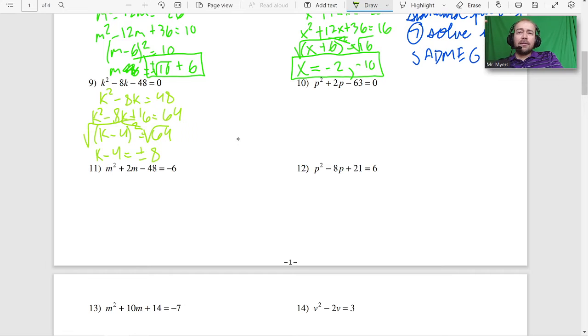Right, so we'd add 4 to both sides. 8 plus 4 is 12. Negative 8 plus 4 is negative 4. Right, and that's it for that one. Okay, number 10. We add 63. Step 1. We need to figure out what C is. 2 over 2 is 1. 1 squared is 1. Add 1 to both sides.